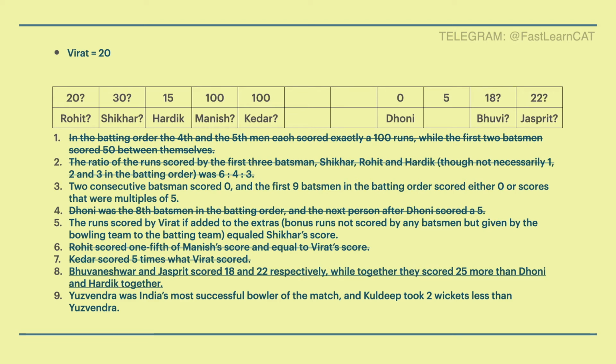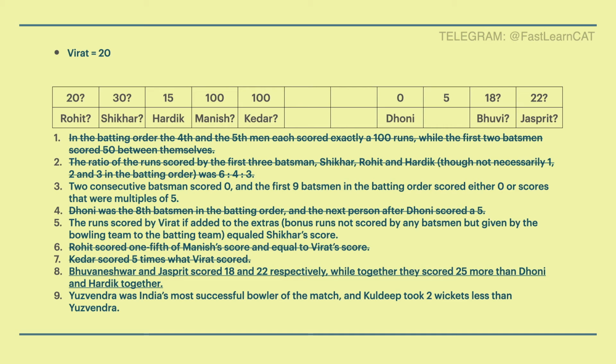It says Bhuvaneshwar and Jasprit scored 18 and 22 respectively. So clearly Bhuvaneshwar and Jasprit are the last pair of batsmen, because the third point says that two consecutive batsmen scored zero, and the first nine batsmen in the batting order scored either zero or scores that were a multiple of five. So clearly 18 and 22 are not zero, and they are not a multiple of five, so they are the 10th and the 11th scores. So Bhuvaneshwar and Jasprit will go in the 10th and the 11th spot.